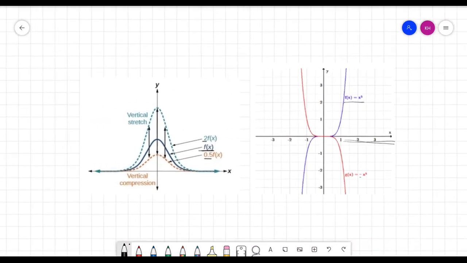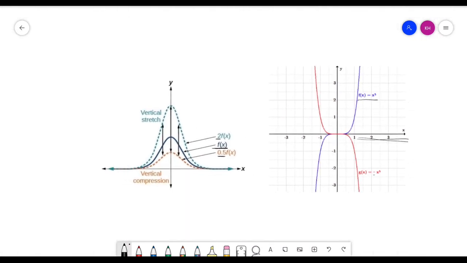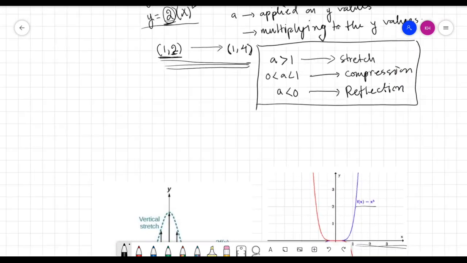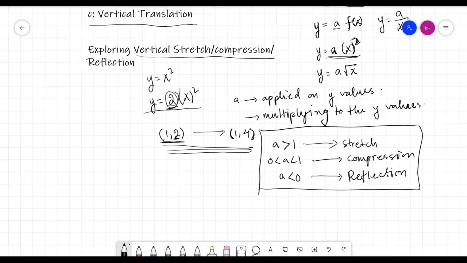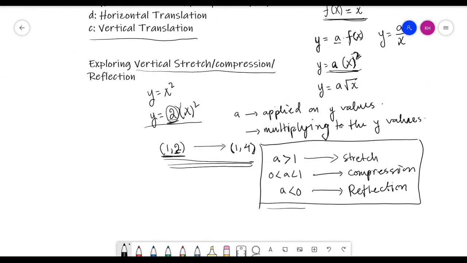So that's pretty much it that you guys need to know. You need to know how to identify the value of a. You also need to know the different values of a that will give you a stretch, compression, and reflection. And you also have to remember how the transformation is applied.